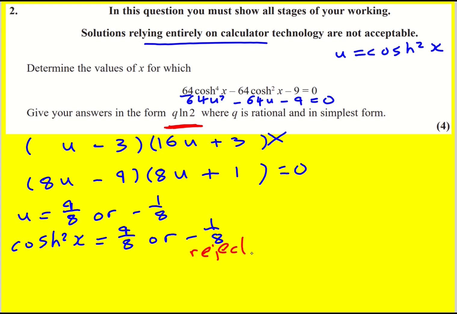But I just feel when we're in further maths, we could potentially consider complex solutions to this question as well. And I believe there would be another 2 coming from there. But in this case, because of the way the answer is asked for, we are going to reject that, and that is expected. Then cosh x, we can just take the square root, and we're going to get 3 over 2 root 2, but don't forget your plus and minus.